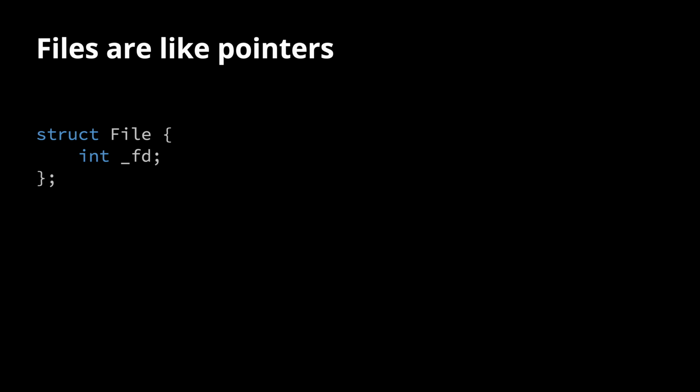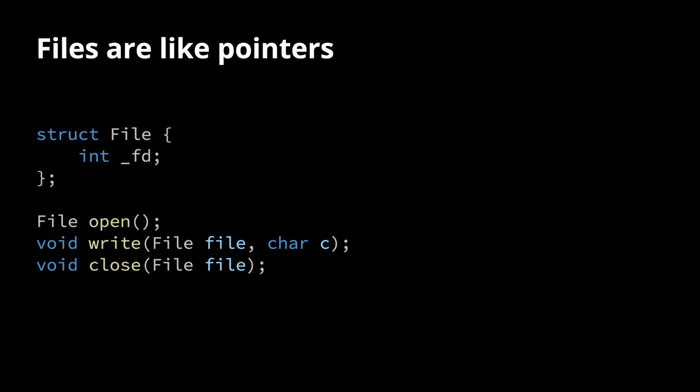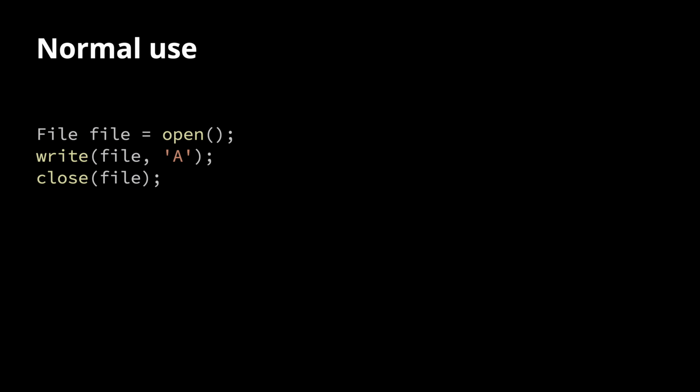Here we have a type called file containing a file descriptor. The name _FD is intended to suggest that it's a private field. We have a made-up API for using files. The open function returns a file, the write function takes a character to write to the file, the close function takes a file and closes it. So normal usage of the API would look like this. I open a file, I write to the file, I close the file.